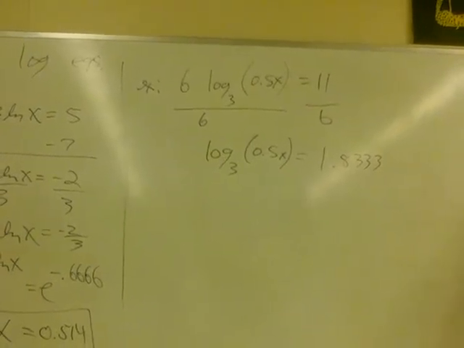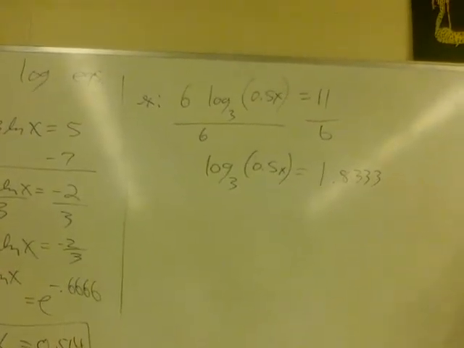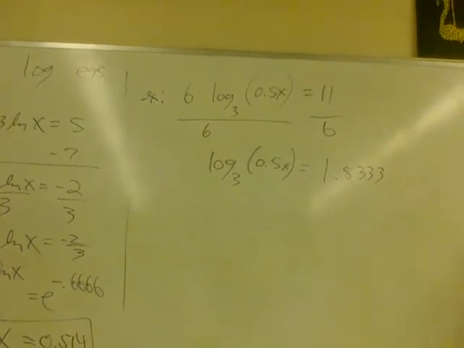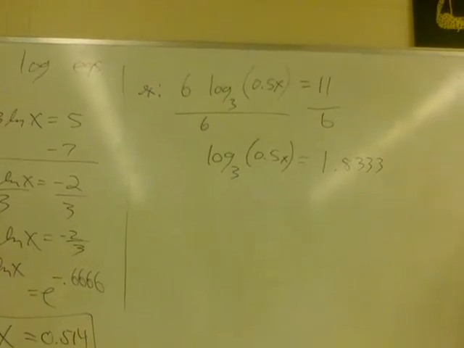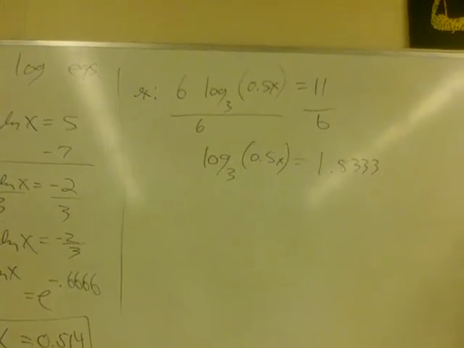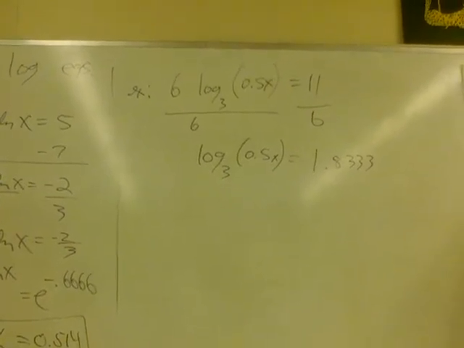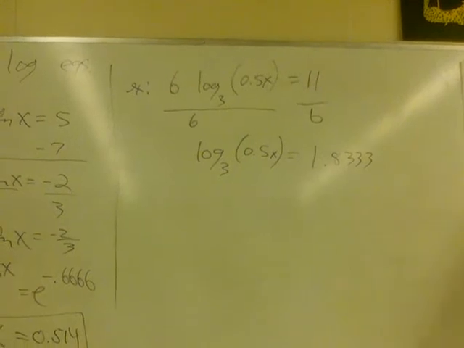Everyone's doing okay? All right. Now, what do we do to get rid of the log base 3? Raise it to the third. Divide by log base 3. You could do that.